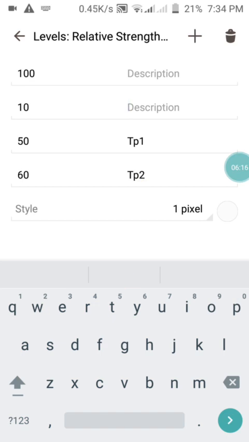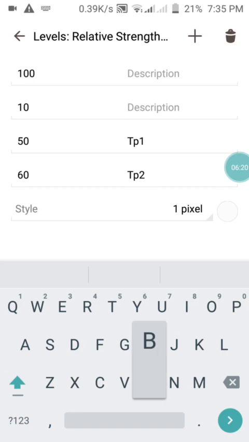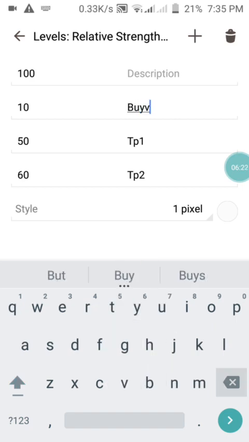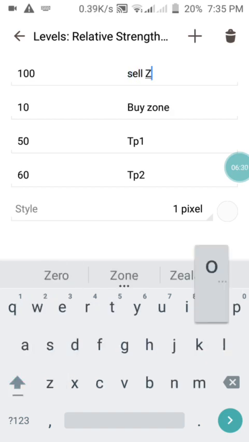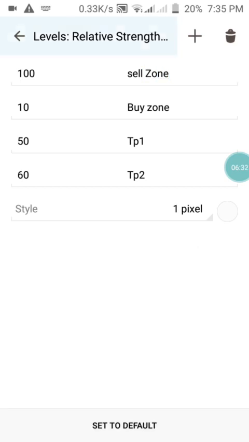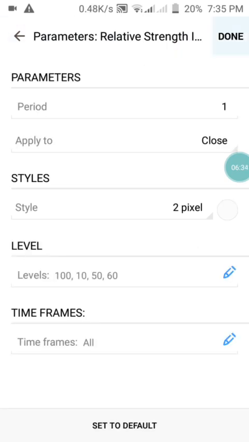You see that? Then our 10 level is going to be our buy zone area. Don't forget that. And we are going to have our 100 as our sell zone area. So that's exactly what you need to do. Then you will press on done.